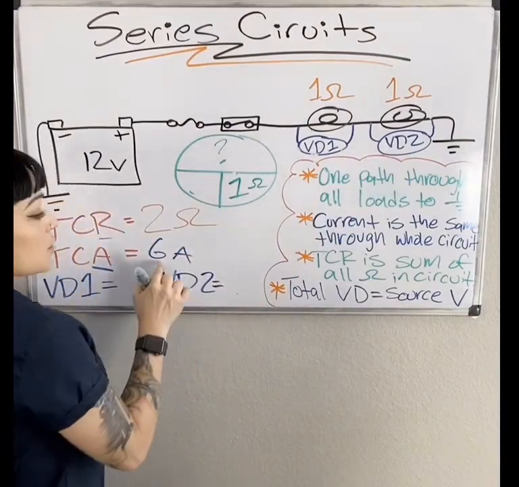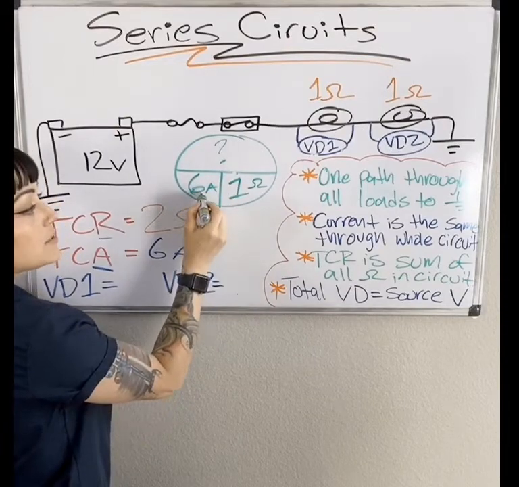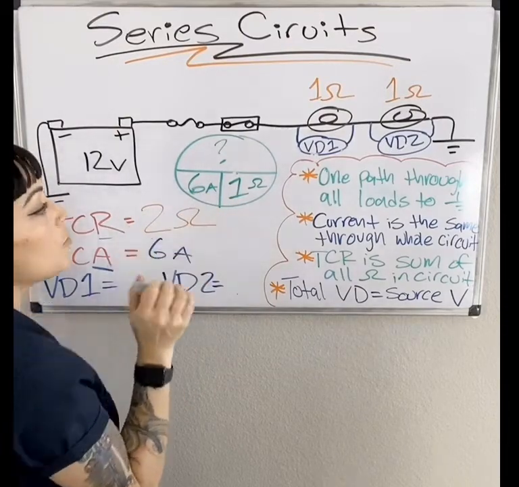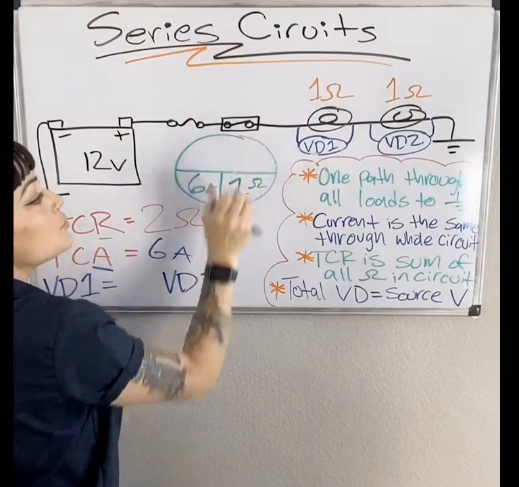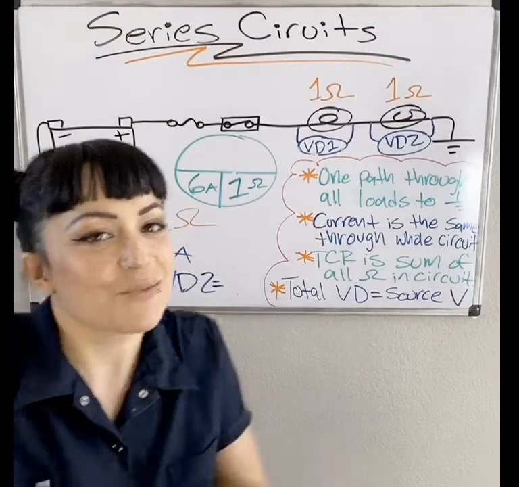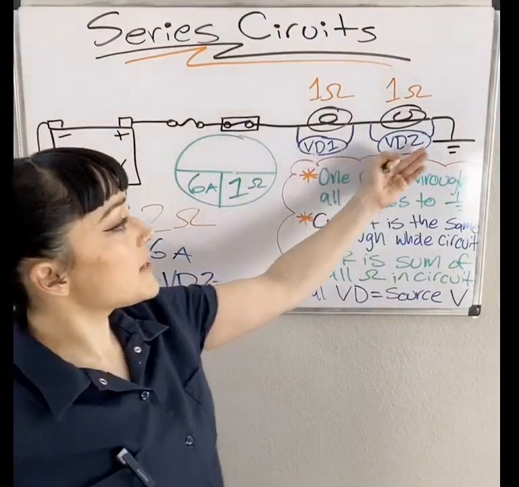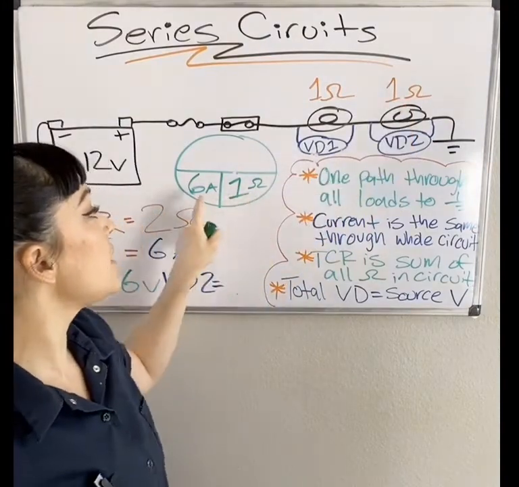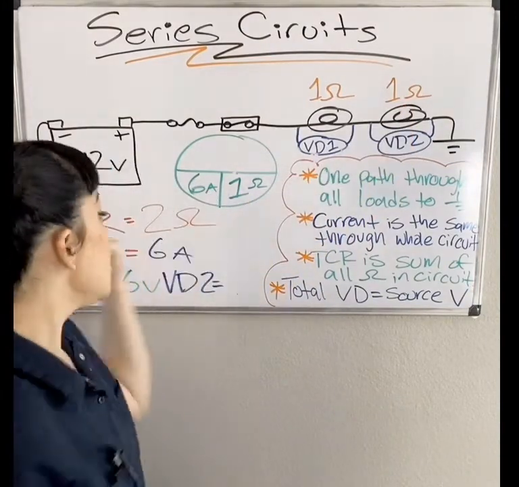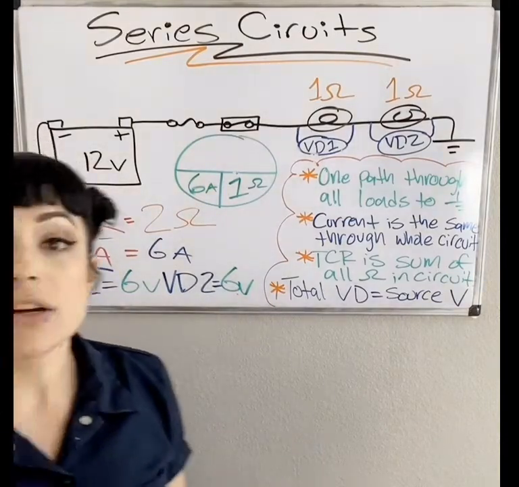We know that our total circuit amperage was 6 amps. So we know with 6 amps going through 1 ohm, VD1 used up 6 volts, which we predicted, right? Now the math is exactly the same for VD2 because the resistance and the amperage are exactly the same. So it's nice and easy.